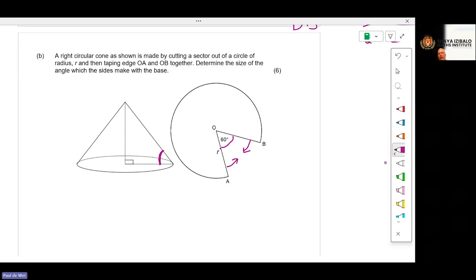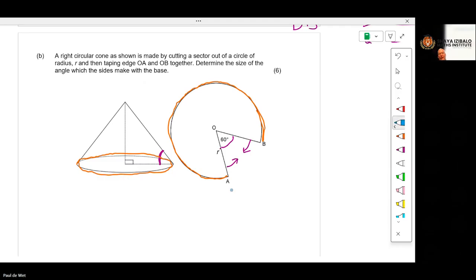Because this edge here, this orange edge, is going to become this orange circle. Do we see that? Guys, when we close it up, that orange distance on the right is going to become this orange.